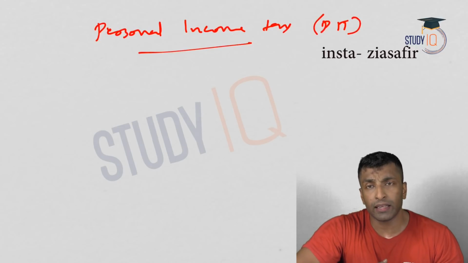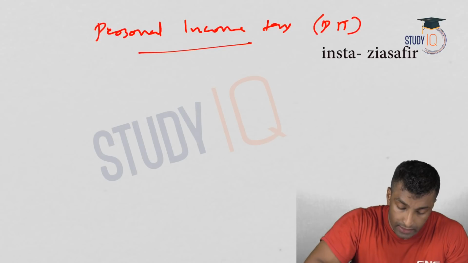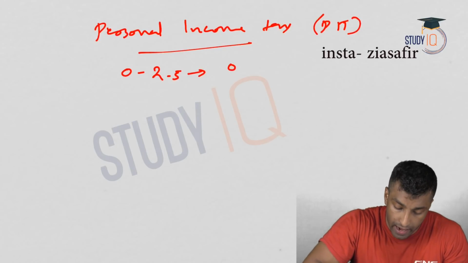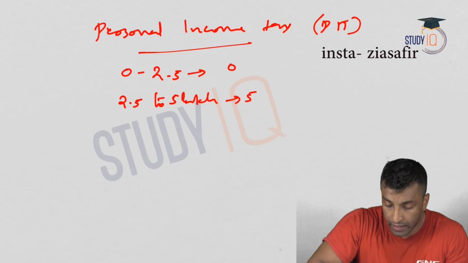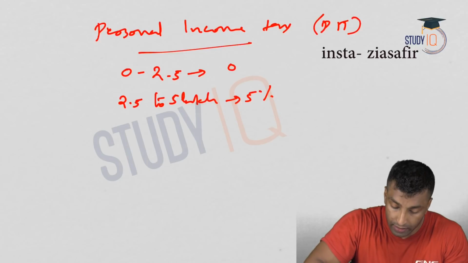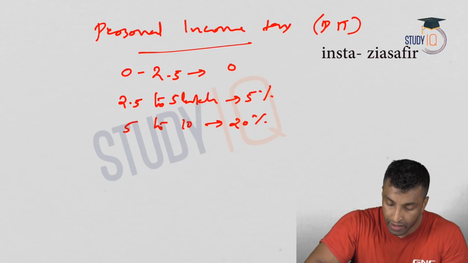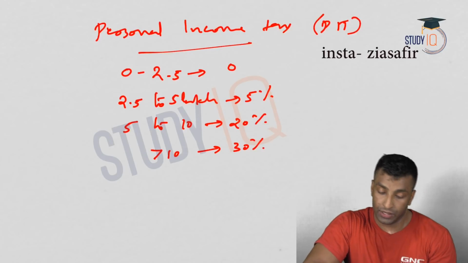So what is personal income tax? It is actually imposed on the income. Now what are the different slabs? See, 0 to 2.5 lakh there is no tax, so exempted, and 2.5 to 5 lakh you are taxed at 5%, then 5 to 10 lakh you're taxed at 20%, and above 10 lakh the tax rate is 30%, okay.